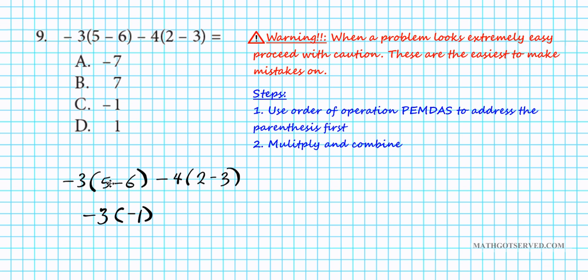Remember, whenever you're combining numbers with different signs, subtract and keep the sign of the bigger. 2 minus 3, the same story here, negative 1 is the difference. Now multiply. When you're multiplying the same signs, minus times minus, it becomes positive, so this becomes positive 3. And then here, minus times minus, this becomes positive. 4 times 1 is 4. 3 plus 4 is 7. Answer is option letter B.